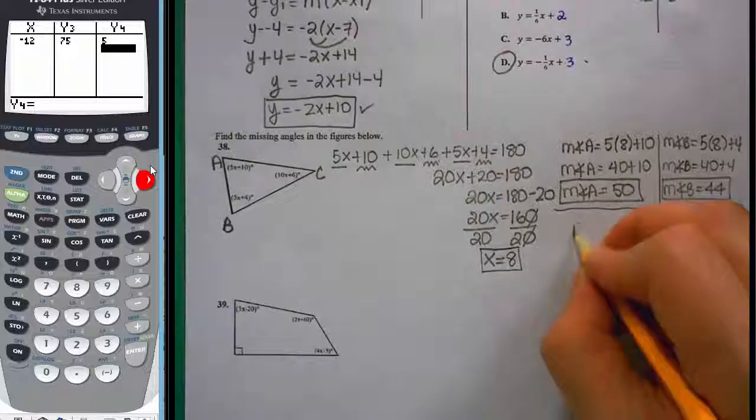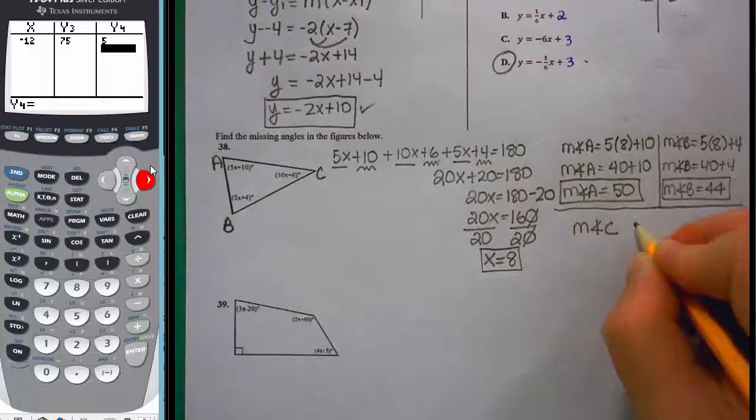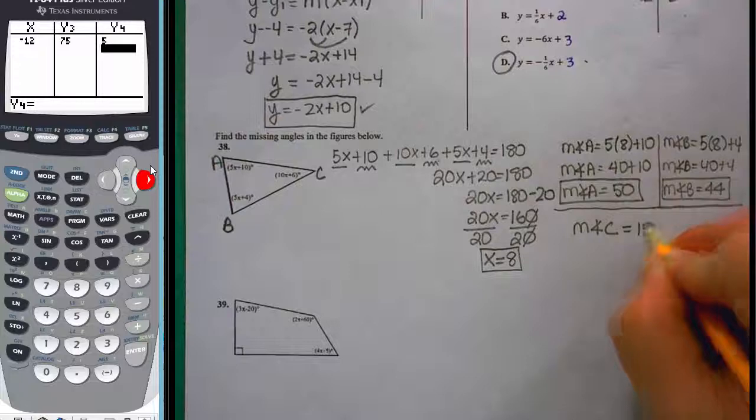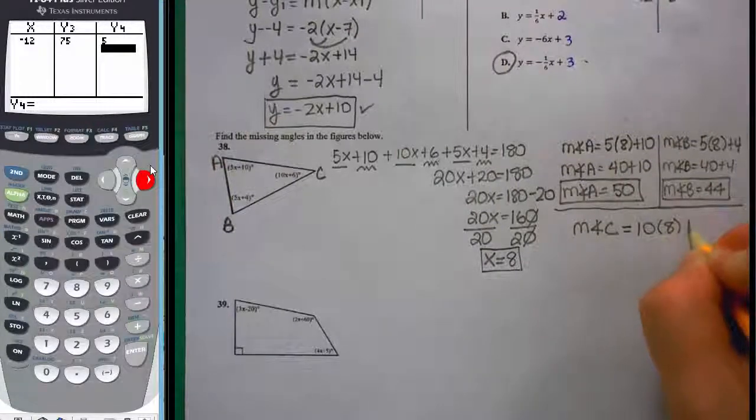And the last angle is going to be angle C. The formula is 10x plus 6, but instead of x, we're going to put 8.